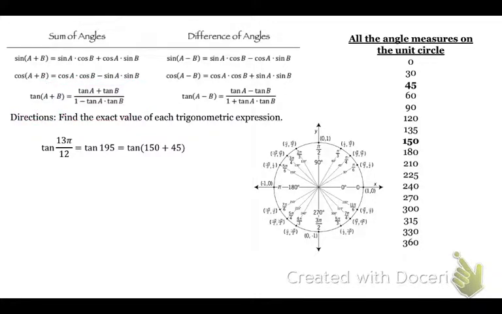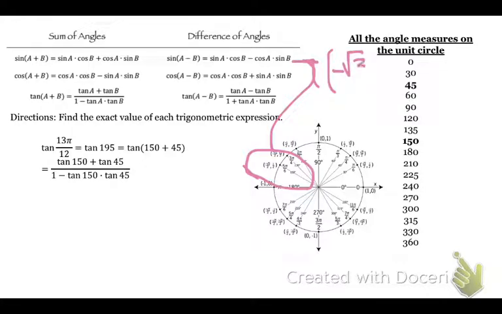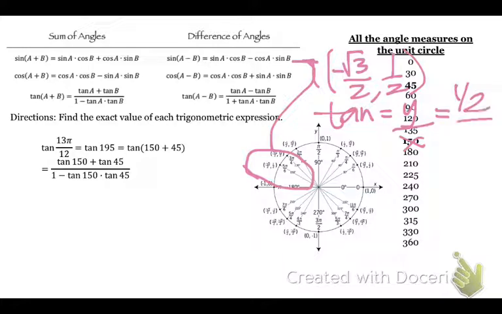So this is going to be tangent of 150 plus tangent of 45 over 1 minus tangent of 150 times tangent of 45. Well, let's find the tangent of 150 and tangent of 45. So if we look at, I'm going to go back for a second. So if we look at 150, 150 is right here. So that point is negative square root of 3 over 2 and 1/2. And remember, tangent is y over x. So the y value here is 1/2. The x value here is negative square root of 3 over 2.